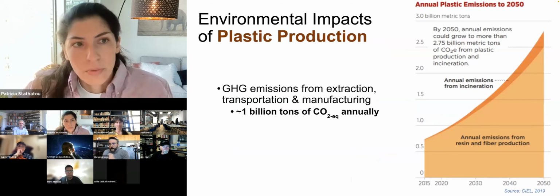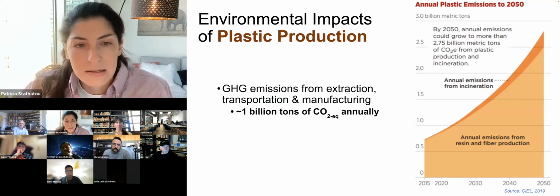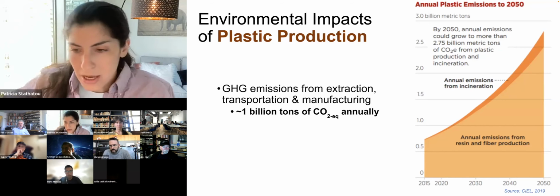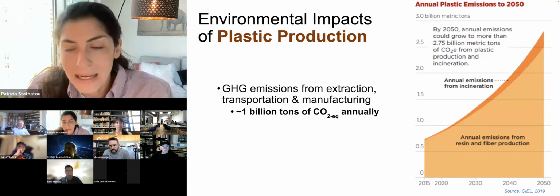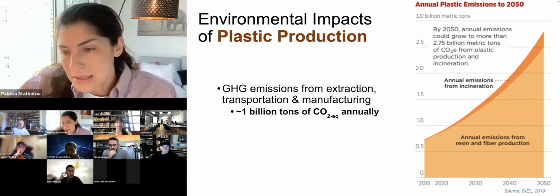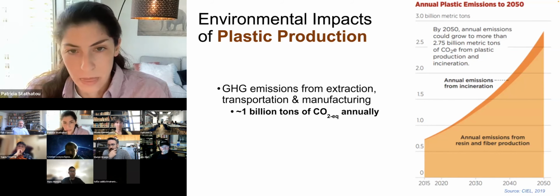So one aspect of the problem is the greenhouse gas emissions associated with the production of plastics, from extraction of oil to oil refineries, to transportation, manufacturing of these materials. So today, as you can see in the plot, on your right-hand side, about 1 billion tons of CO2 equivalent are annually generated by the production of plastics, and this number is expected to more than double by 2050.